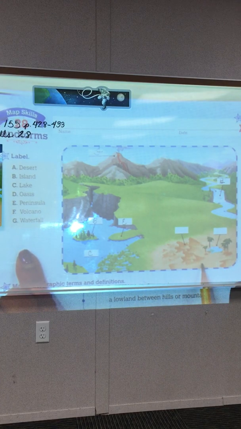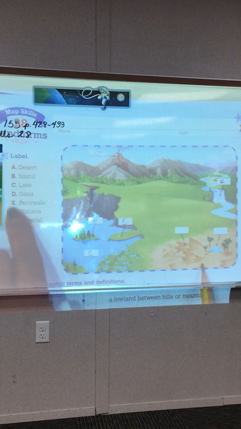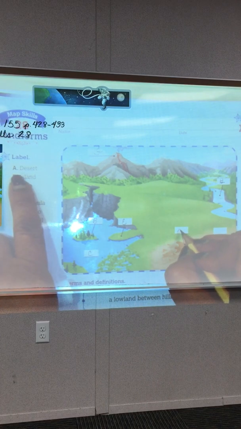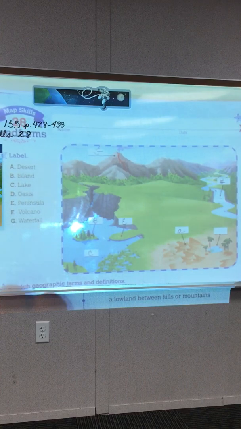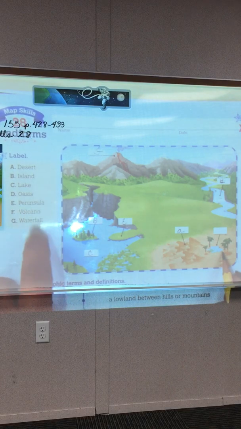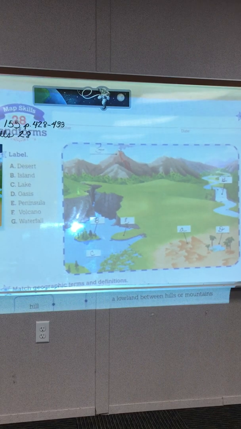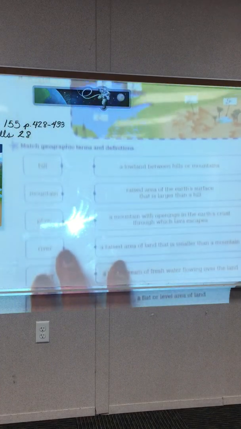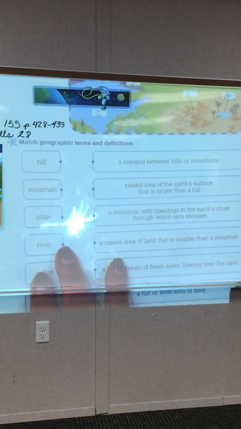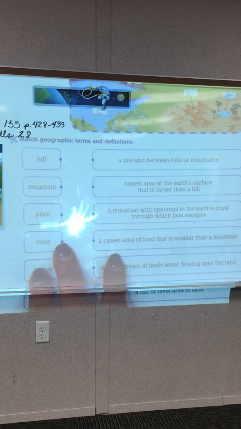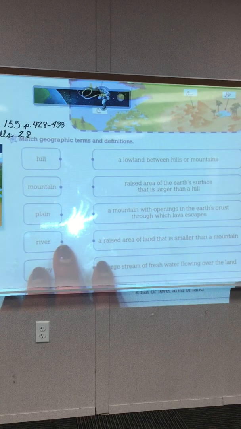Landform, very little rainfall, that would be a desert. And the last one, water found in the desert, that would be an oasis, and that will be letter D. Everything is marked. Let's move on to our next section, and here you're going to match your geographic terms and definitions.